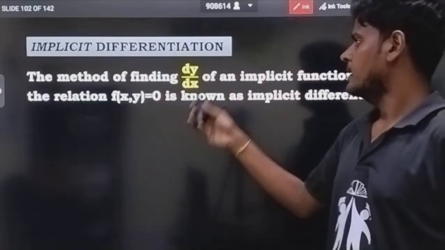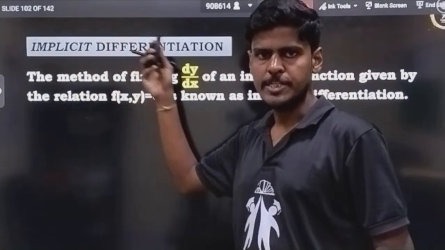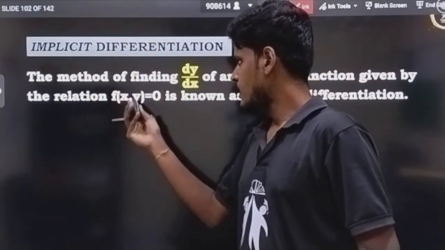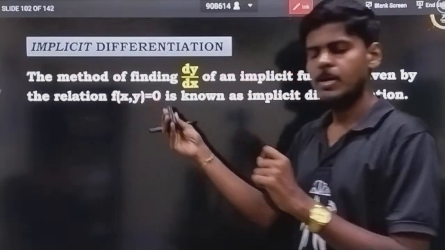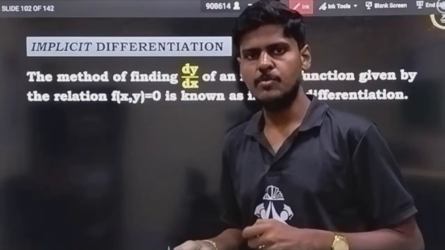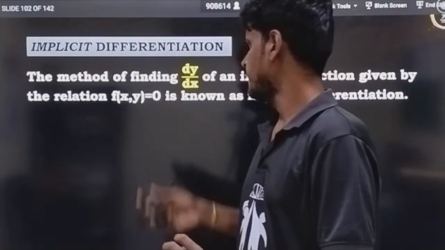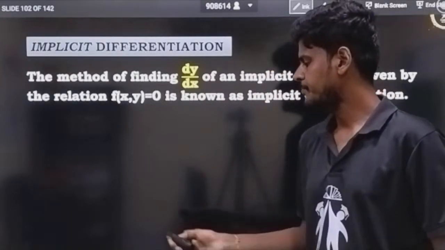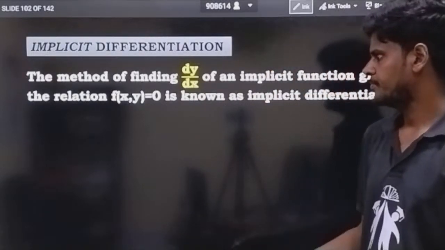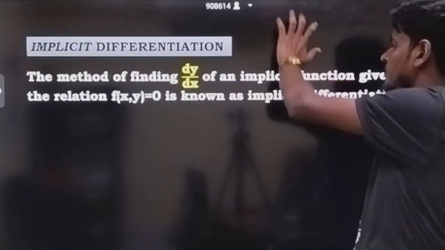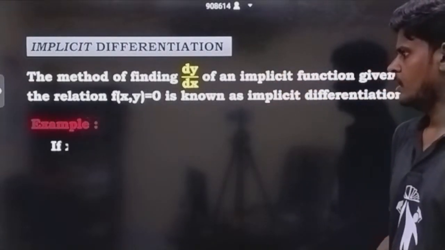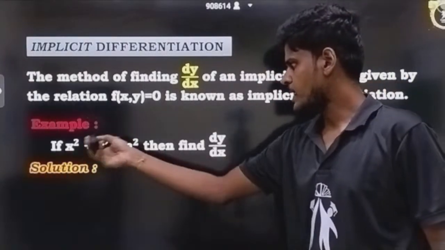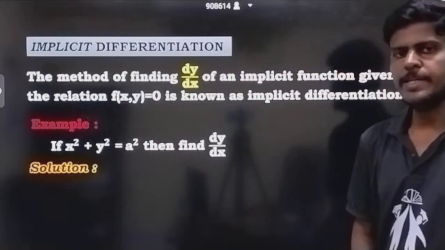That is what is given. Implicit functions, implicit differentiation, is a relation given by f of x comma y. That means you can't split x and y terms separately easily. It is known as implicit differentiation. For example, x square plus y square equal to a square.